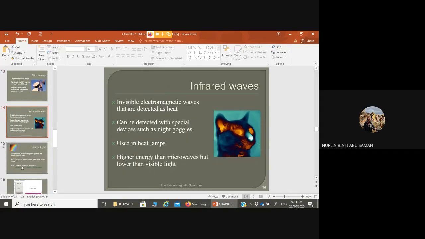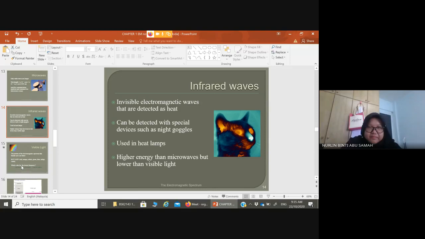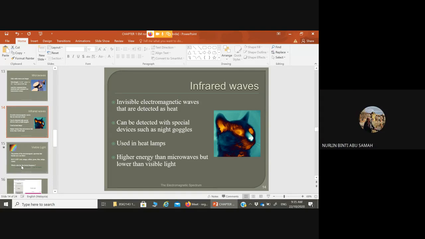Next is the infrared waves. Basically, this is the kind of wave that we use to detect heat. Like right now we have one sensor that can display the heat of the body. If you are having a fever, they can detect it from far, so it can estimate the range of the temperature.